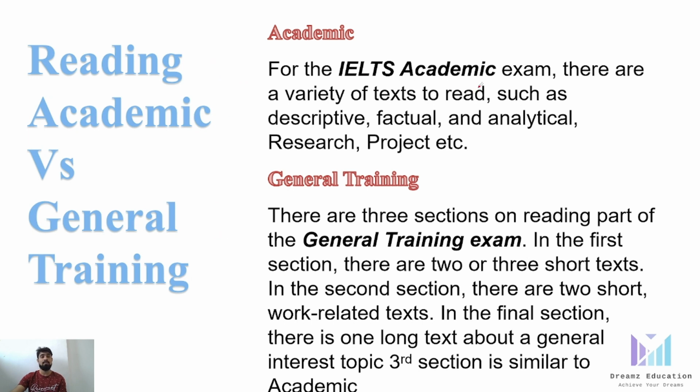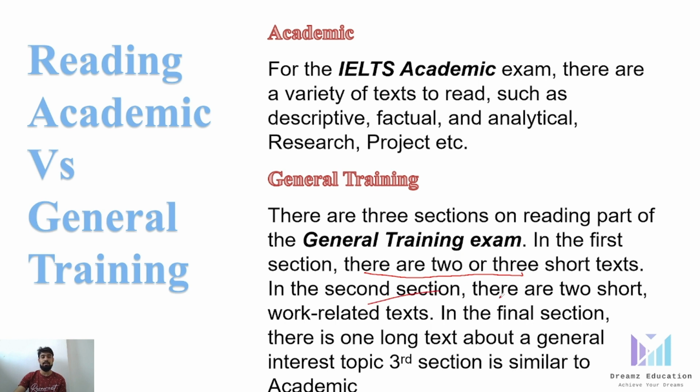Whereas in academic you will get passages for all three sections, for general training the texts would be quite short. Sometimes, if the texts in the first section are very short, there is a possibility you will get 3 texts as well. So that is what is being said here: 2 or 3 texts in the first section.